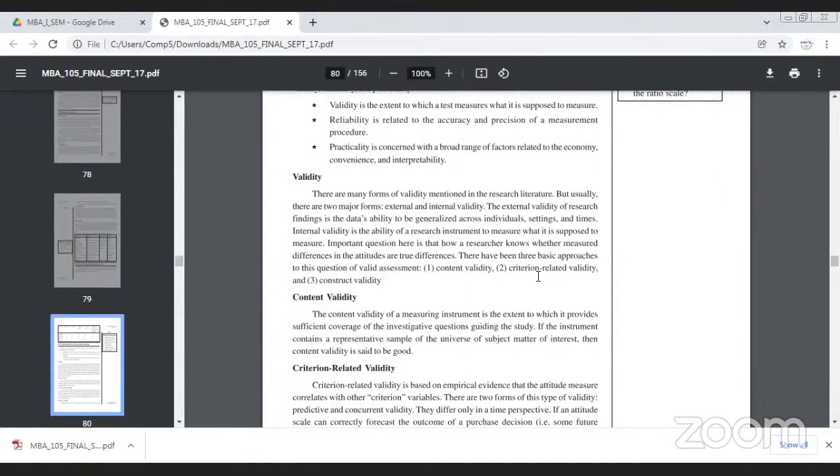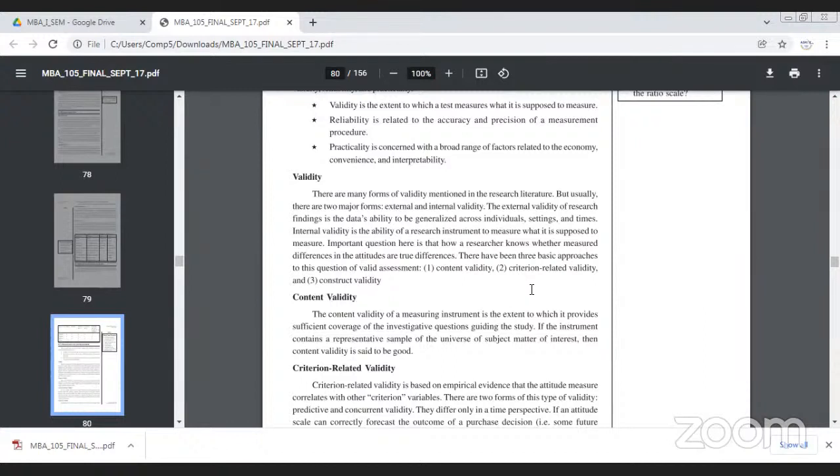Validity. There are many forms of validity mentioned in the research literature, but usually there are two major forms, external and internal validity. The external validity of research findings is the data's ability to be generalized across individuals, settings, and times. Internal validity is the ability of a research instrument to measure what it is supposed to measure.